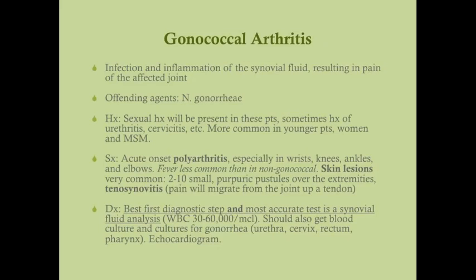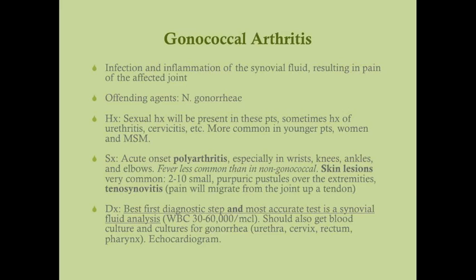So how about gonococcal arthritis? The offending agent here is Neisseria gonorrhea, and generally these patients will be younger. A sexual history will be present in these patients, although sometimes they might not admit it to you. Sometimes there'll be a history of recent urethritis or cervicitis, and like I said, it's more common in younger patients. It's also more common in women and more common in men who have sex with men. That's simply because gonorrhea is more common in those patients.